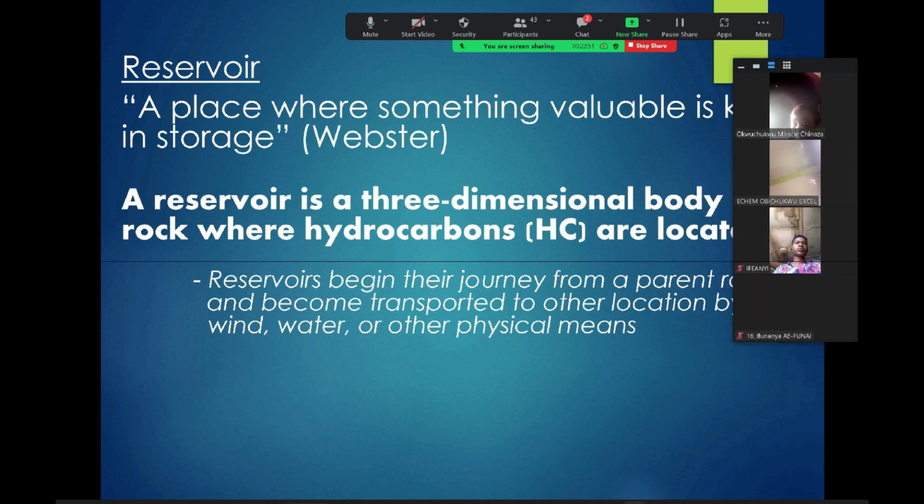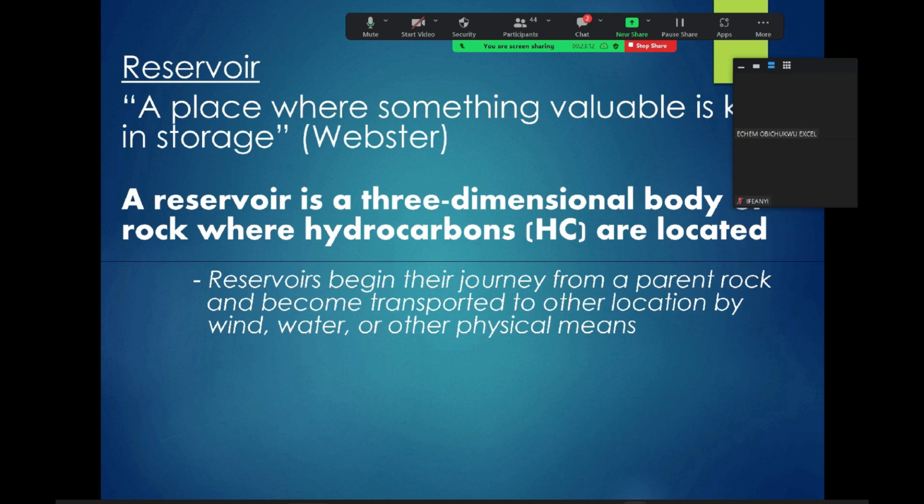From the onset, the word reservoir is actually derived from a French word, right? I think it's the way it's pronounced in French. I'm not French speaking, but it actually means something that has the capacity to hold, a place where things are kept temporarily. Basically, that's the French origin of the word reservoir. So in English, it's a place where something valuable is kept.